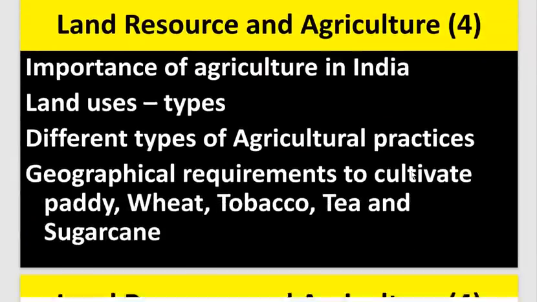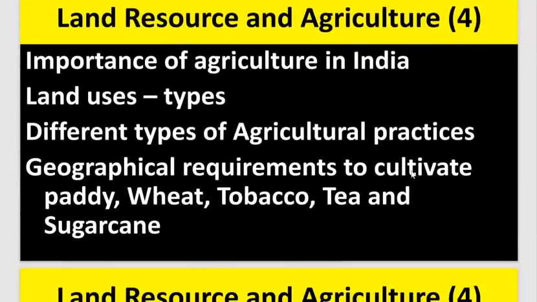Next, land resource and agriculture. Importance of agriculture in India. Land uses and their types, different types of agricultural practices, geographical requirements to cultivate paddy, wheat, tobacco, tea and sugarcane.